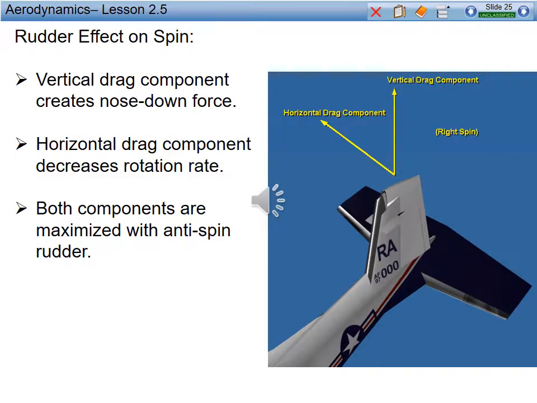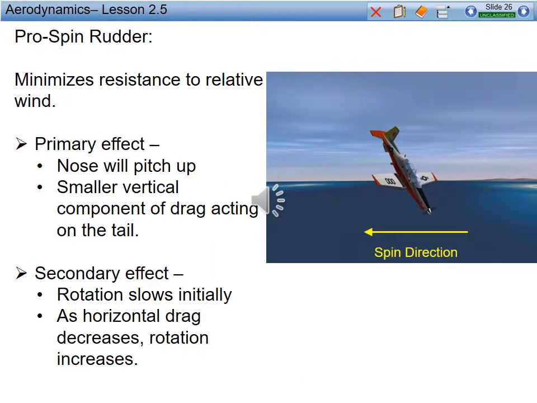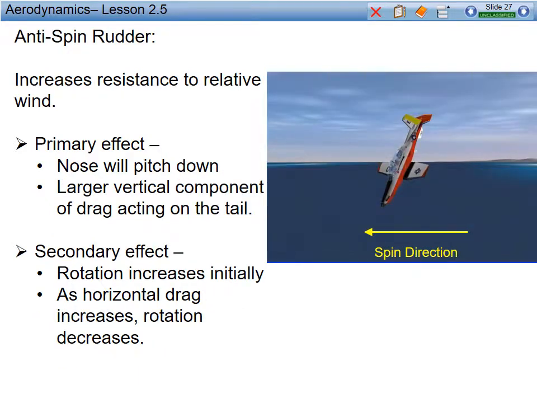Rudder effect on spin. Got a vertical drag component, which creates more nose down force. Horizontal drag component decreases rotation rate. Both components maximize for anti-spin recovery. Pro-spin rudder minimizes resistance to relative wind. Primary effect: nose will pitch up, with a smaller vertical component of drag acting on the tail. Secondary effect: rotation slows initially as horizontal drag decreases, then rotation increases.